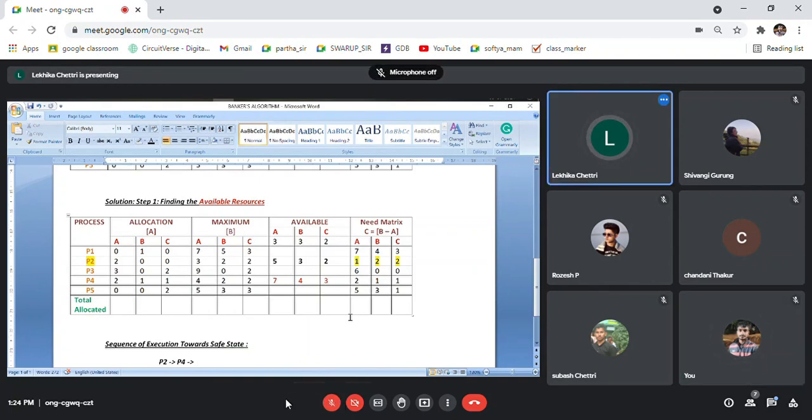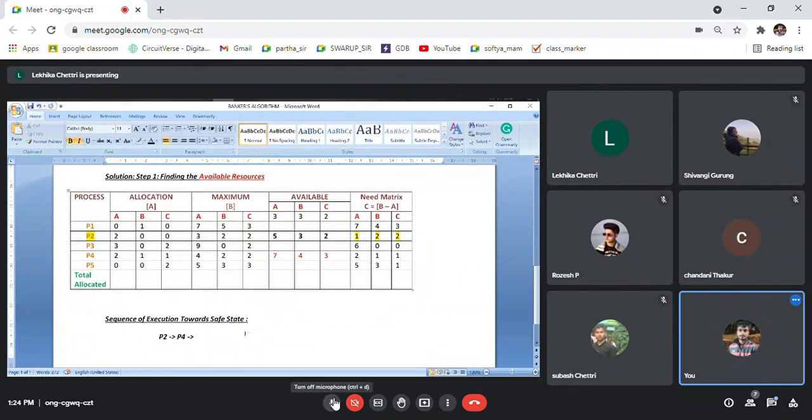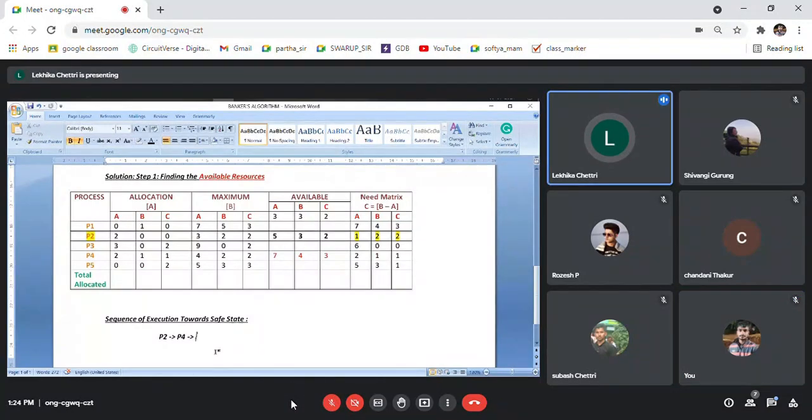Done, okay. So which one is the next? P1 is the next. Let me check my answer. No, it says yours is P1, mine is P2, P4, P5. Okay, so here an interesting thing has come up.